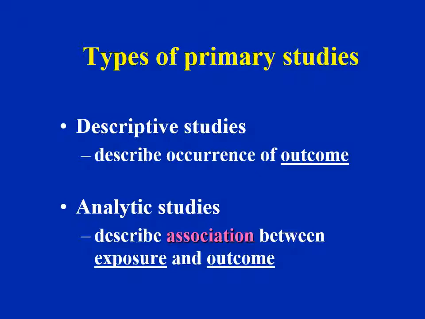For the purposes of this presentation, we will focus on two types of studies. One is a descriptive study. We're mostly describing the occurrence of a disease outcome. The other is an analytic study. This describes the association between an exposure and an outcome. These are not the same as epidemiologic study designs. These are really the main purpose of the research. Are they descriptive, or are they trying to develop a hypothesis and test it?